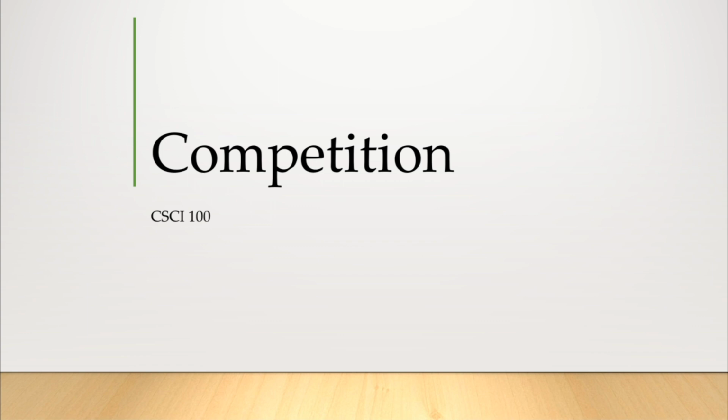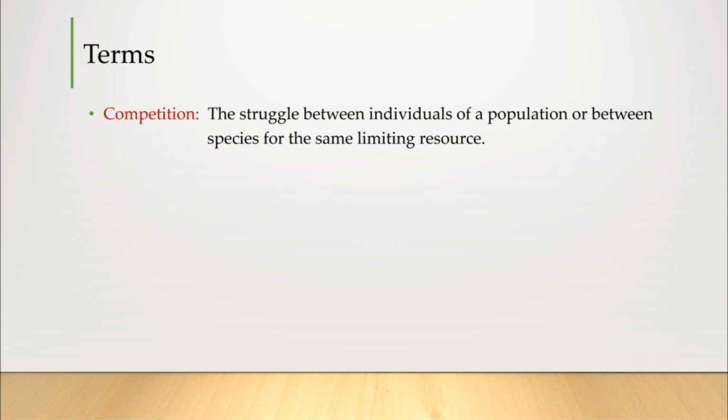There are a few terms that we have to look at. What is competition, and what are the categories we're looking at? So let's start. The first thing is competition. What is competition? When we're talking about competition, there are two types that we're looking at. The first is the struggle between individuals of a population, or between species of different kinds, fighting for the same limited resources.